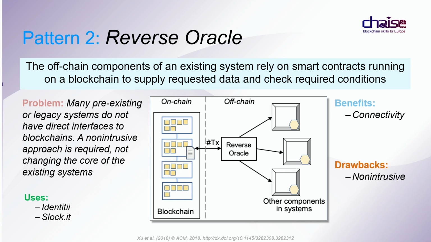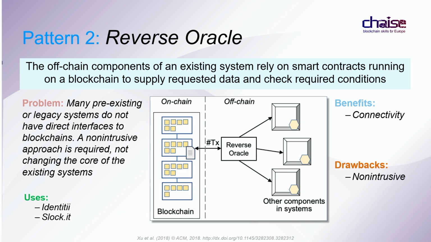Data or functionality of a blockchain may have to be integrated with legacy systems, but a non-intrusive approach is required, not changing the core of the existing systems. Solution: a component that can interact with both the blockchain and existing system components is added to the system. The reverse oracle component provides broader system functionality by mediating with blockchain data and smart contract functionality.